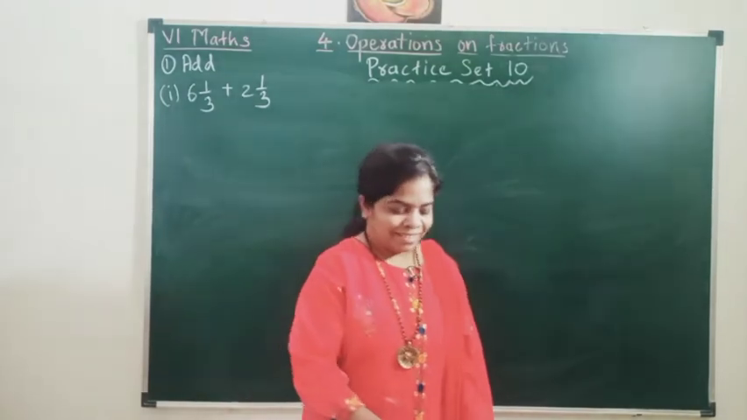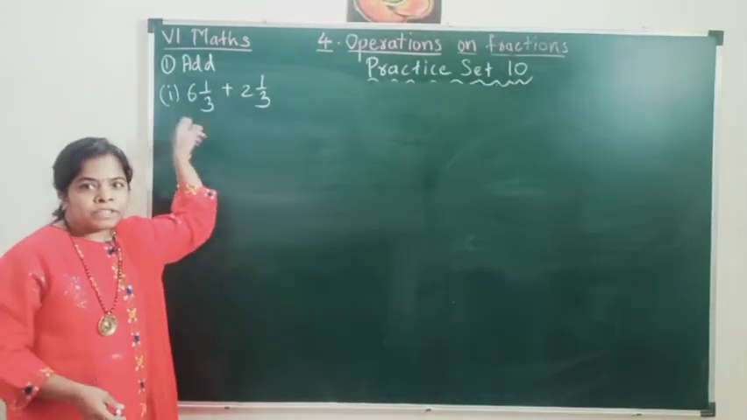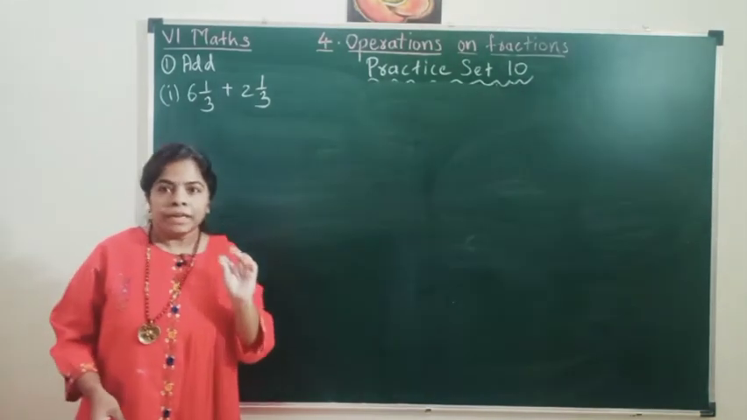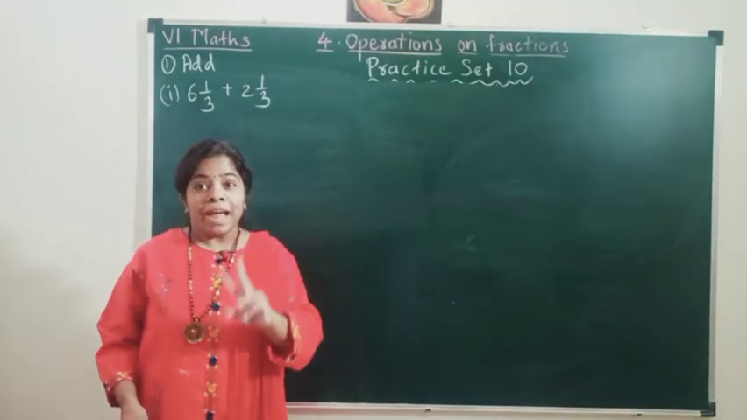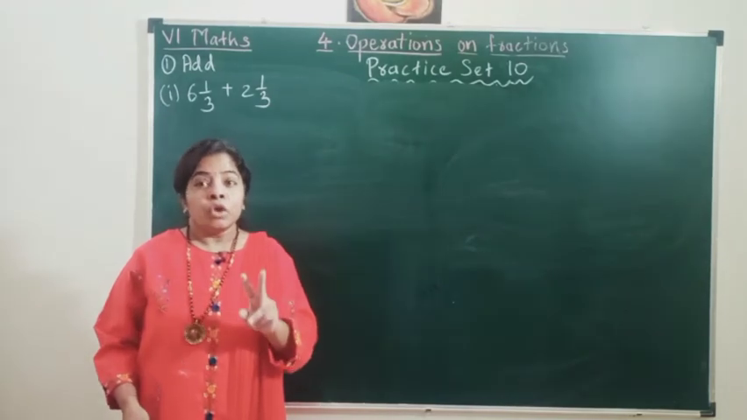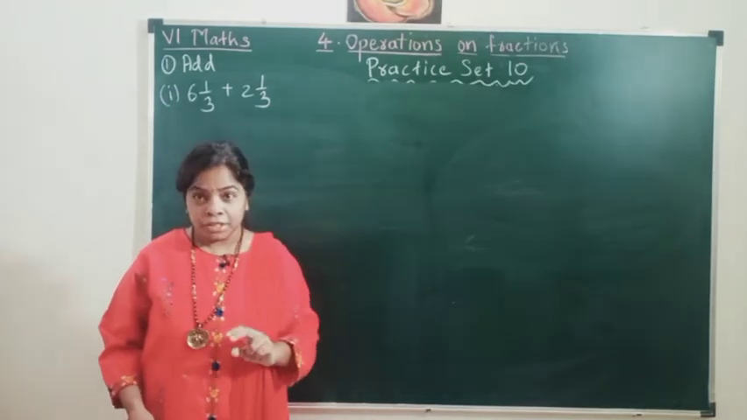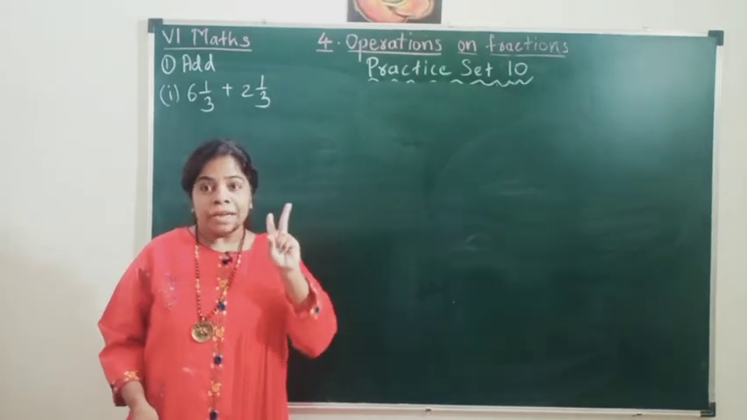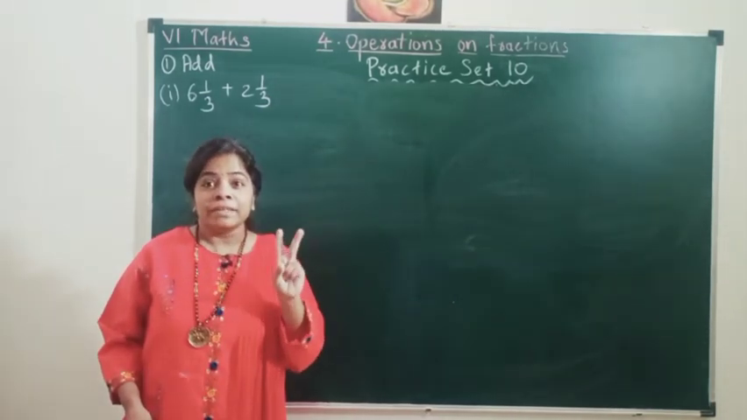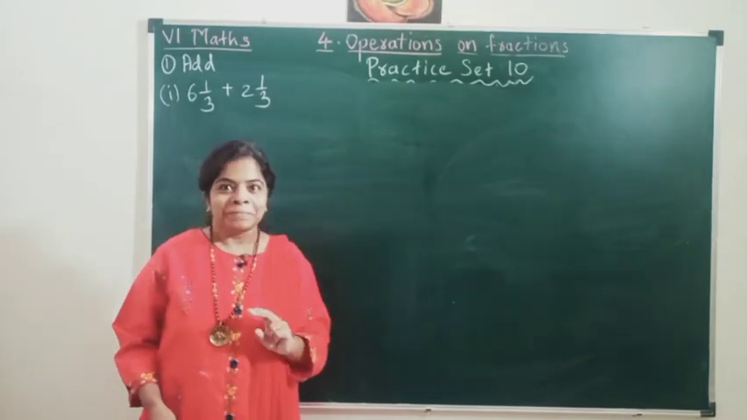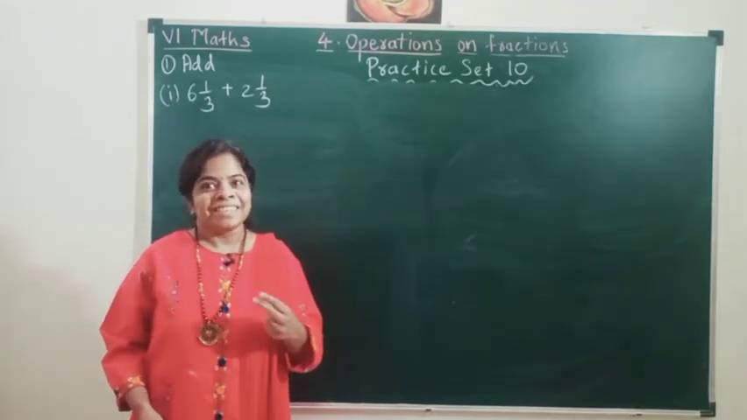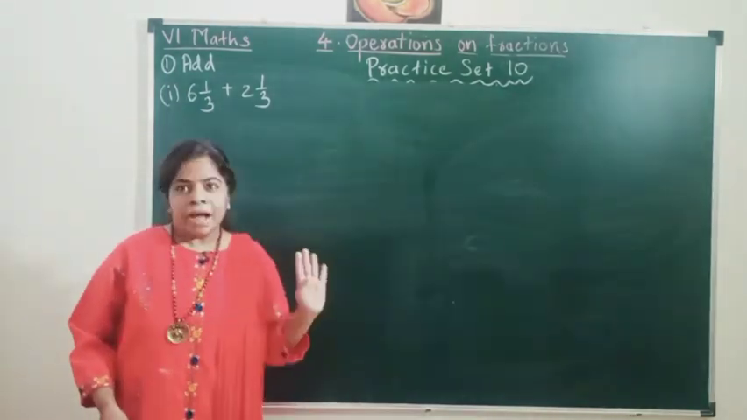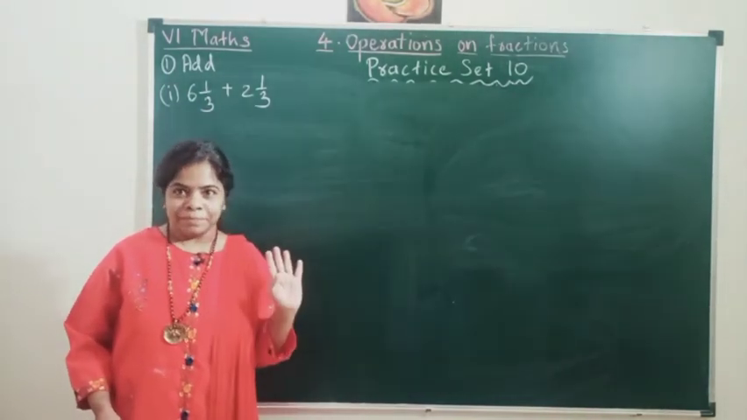So let's start. First sum 6 1 upon 3 plus 2 1 upon 3. First observe the denominators. When you are adding or subtracting the fractions, you are going to ask yourself two questions. 1. Are the denominators same? And 2. Are the denominators coming in same table? You will understand its significance later on. Here the denominators are same. I need not make them same.